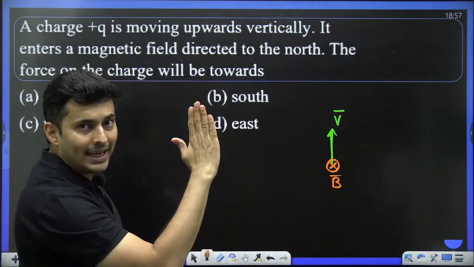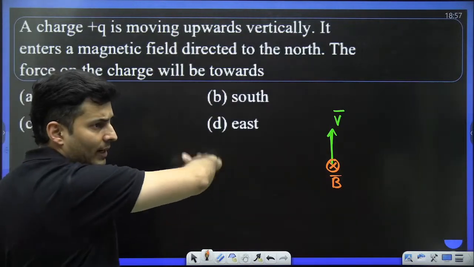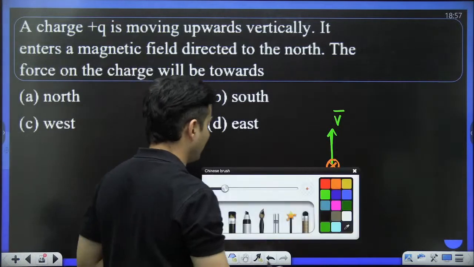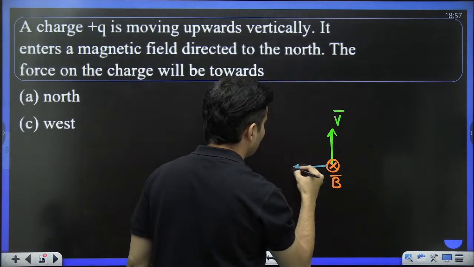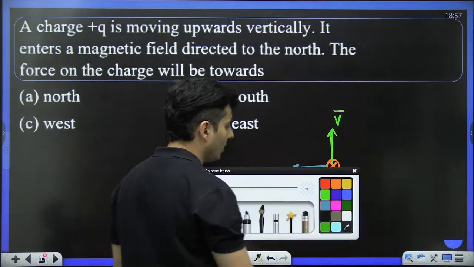Then if you do V cross B, velocity is up, magnetic field is in front of you, you will see the thumb goes towards the left side. Basically the thumb goes towards the left side. That is the direction of the force. It's a positive charge, so good.